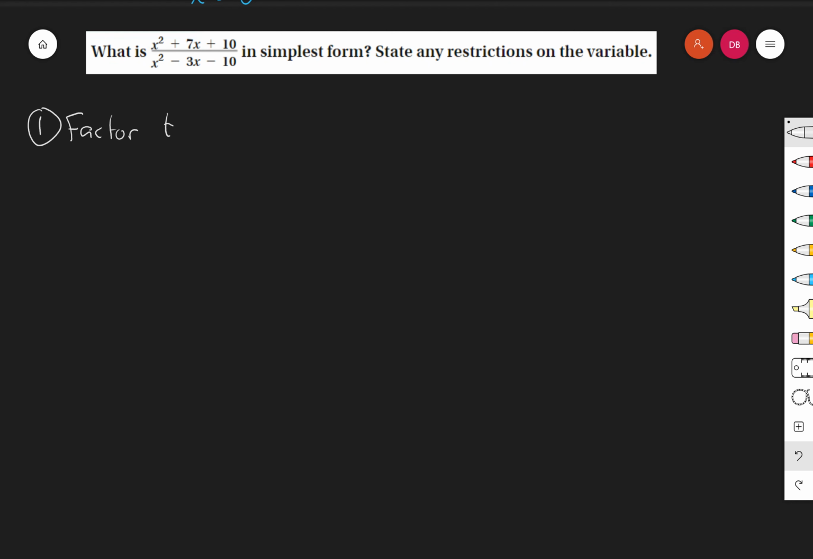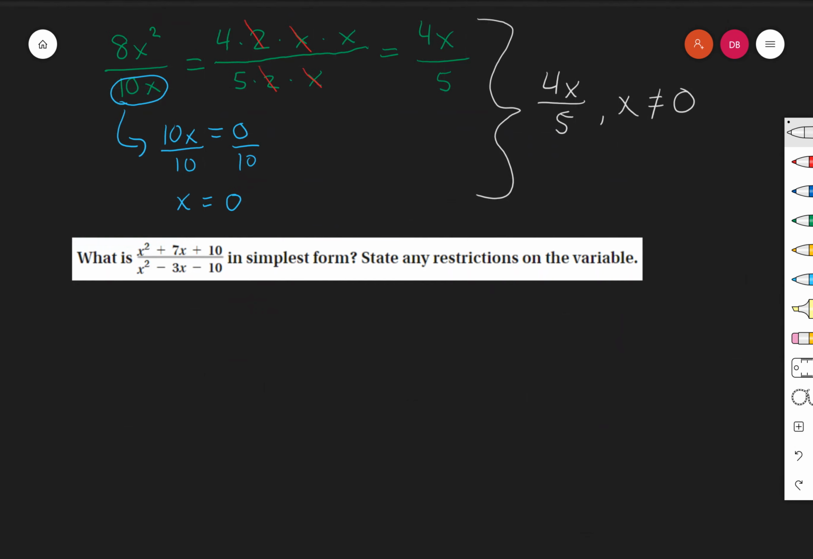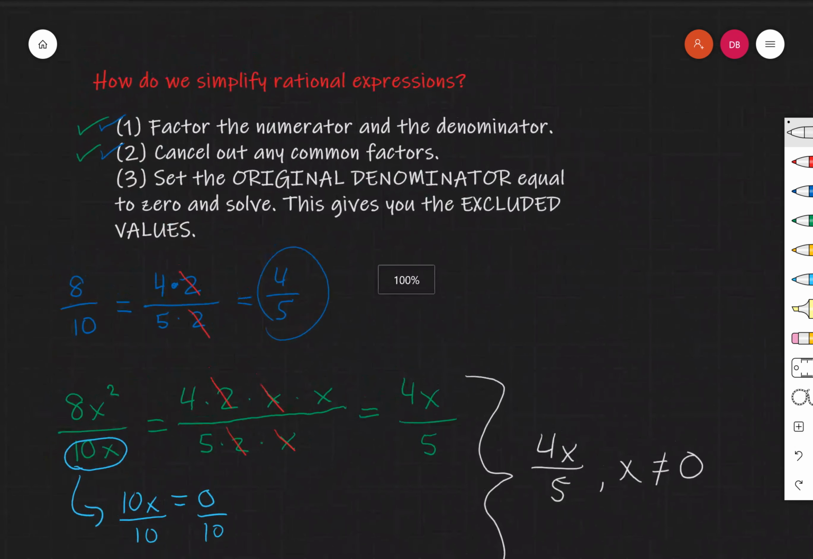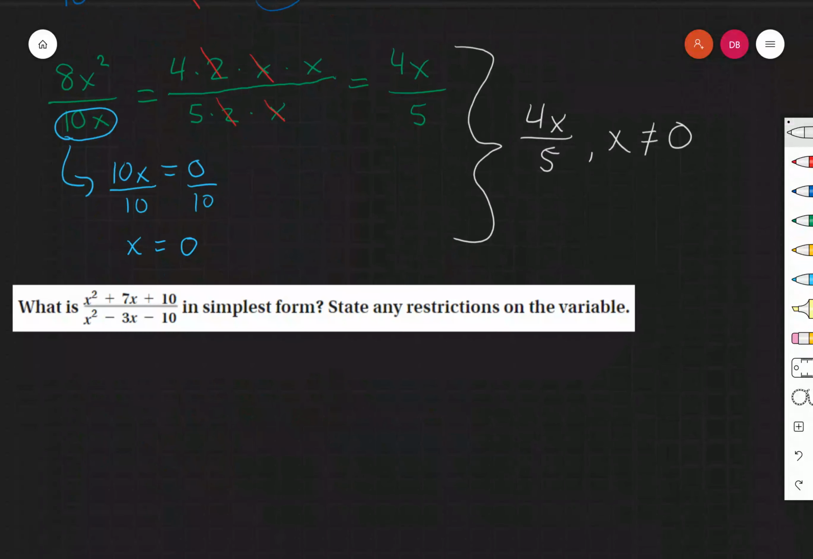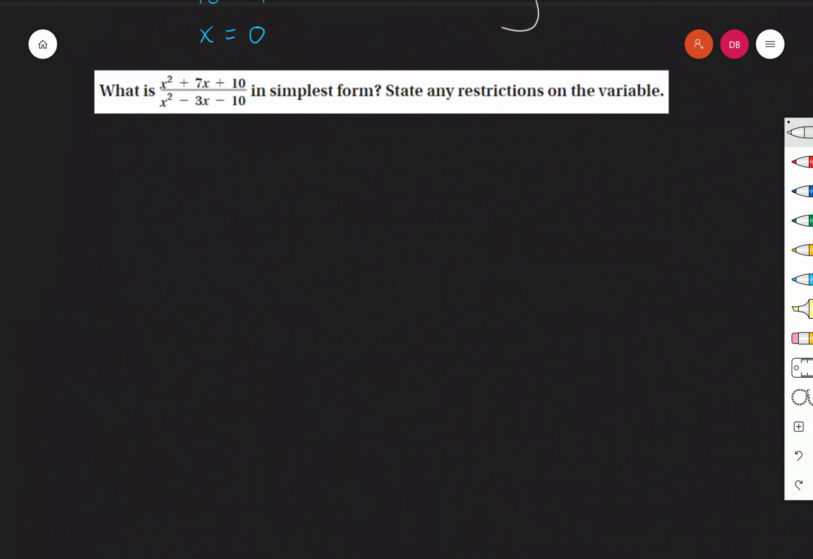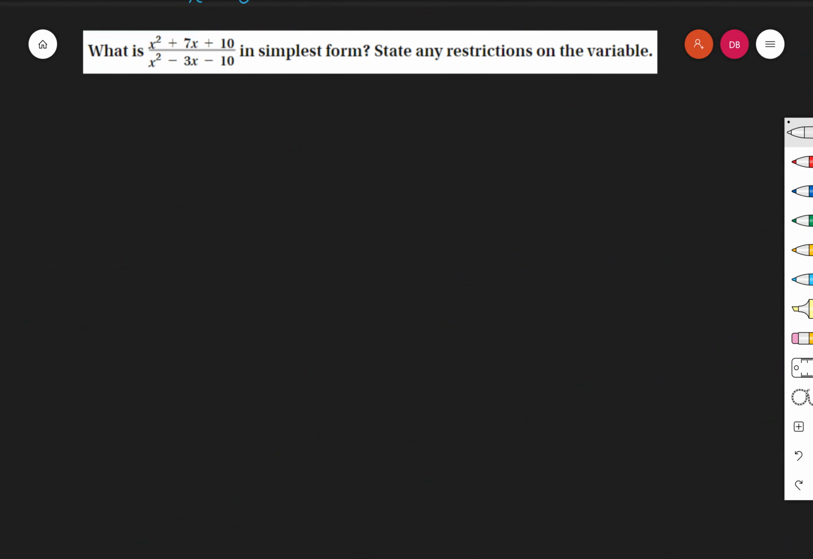All right, I'm not going to write out the steps again, just because it'd be too long. Factor the numerator and the denominator. So come down here, and our numerator is x squared plus 7x plus 10. So this is a trinomial because it's got three terms.